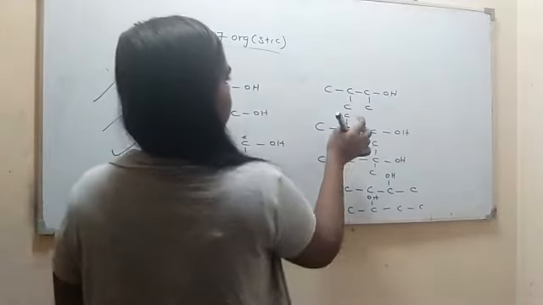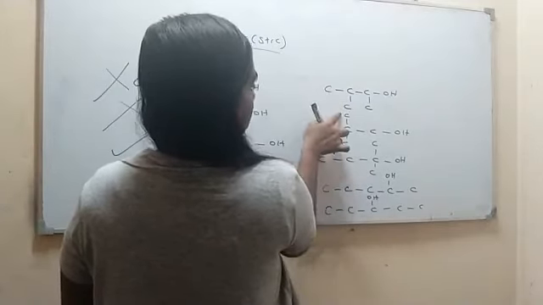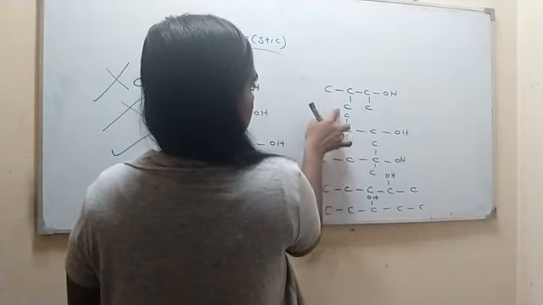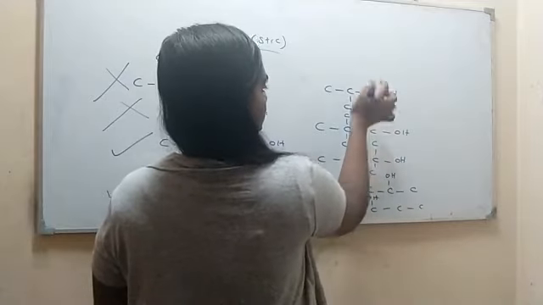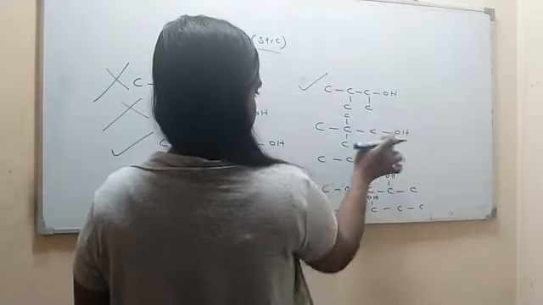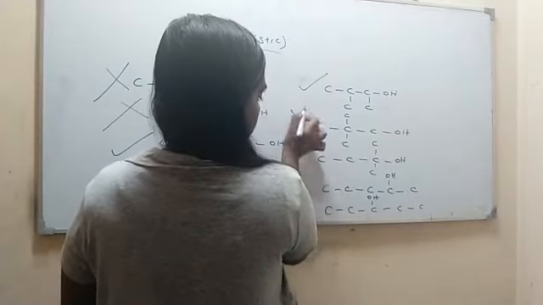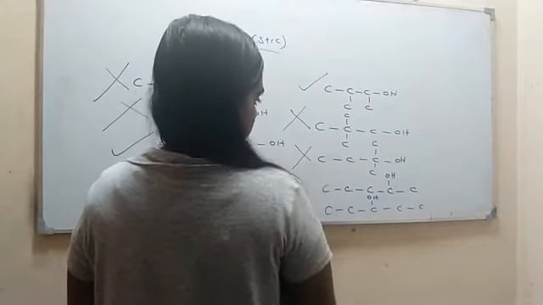If I consider this carbon, see CH3, CH3. So it won't show optical isomerism. But if I consider this carbon, R group, OH, C, hydrogen, this will show optical isomerism. This one, no. Hydrogen, hydrogen on this carbon, the same groups are there, so this won't show optical isomerism. Similarly, this also won't show optical isomerism.